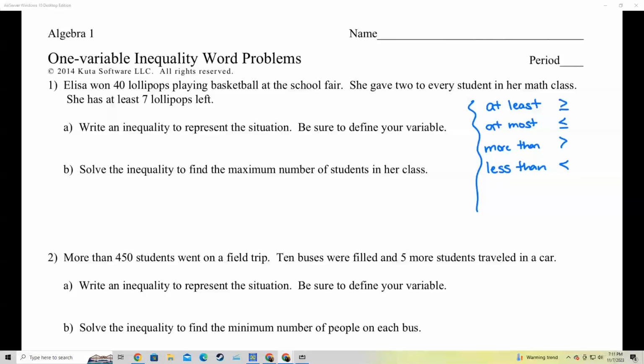Okay. But for right now, this is kind of like our little code to let us know what I should be using when. So Elisa won 40 lollipops playing basketball. She gave two to each student. She wants to have at least seven lollipops left. So that at least seven is telling me that they want my x or my number to be less than 7 or less than or equal to 7.